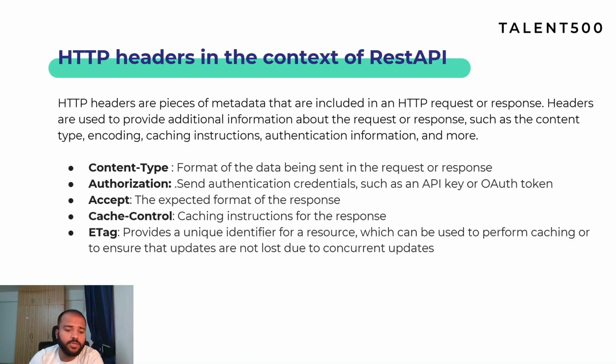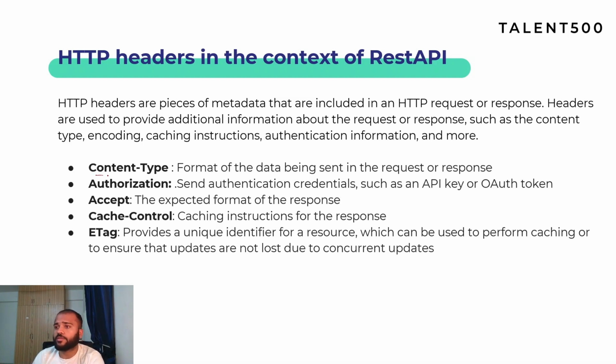So next we will understand what HTTP headers are in the context of REST API. HTTP headers are pieces of metadata that are included with an HTTP request or response. So this is extra, additional information which is sent along with the request or received along with the response, and can include different types of information. What all information does it generally include?